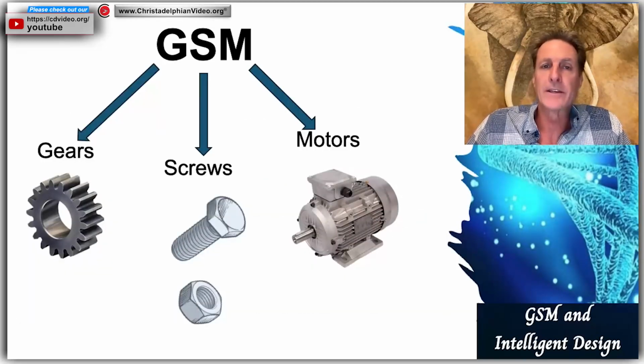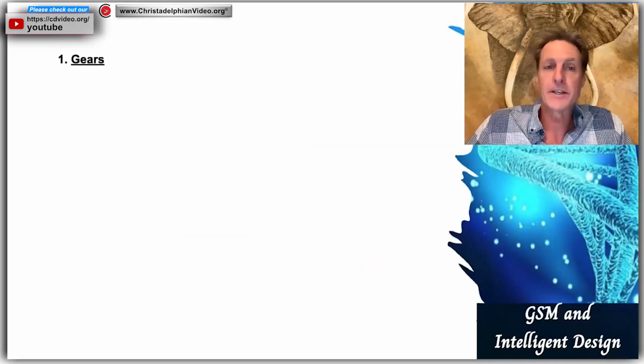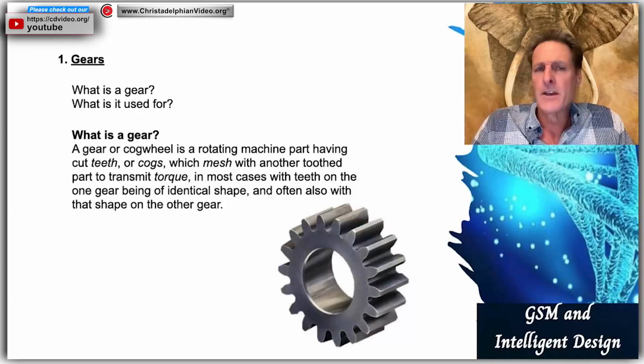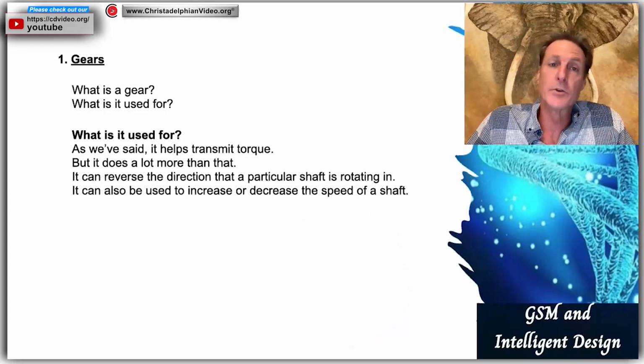I want to look at gears, screws, and motors. So let's start with our first letter, G, for gears. What is a gear, and what is it used for? A gear is really a cogwheel of a rotating machine part having cut teeth or cogs which mesh with another toothed part to transmit torque or power. In most cases with teeth on one gear being of identical shape and often also with that shape on the other gear.